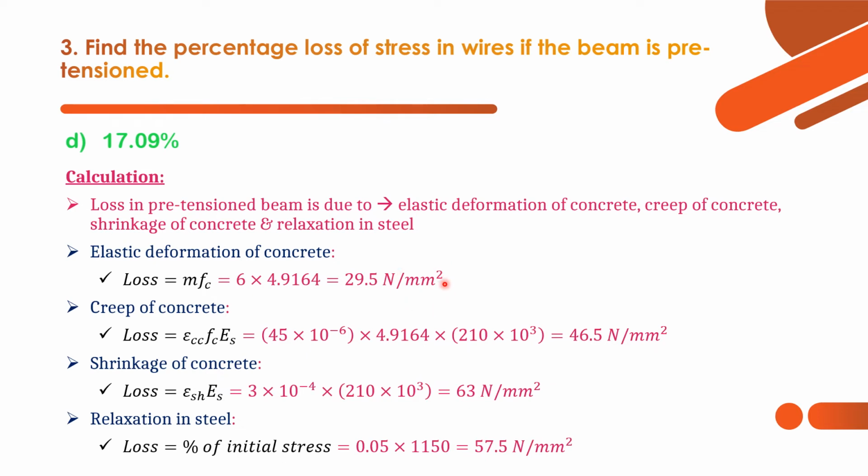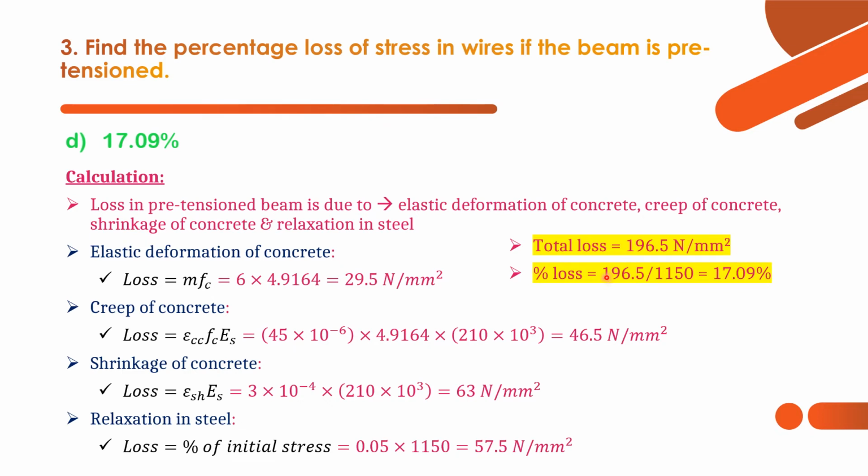So we got all the four values in case of pre-tensioning. Four losses: 29.5 and 46.5 and 63 and 57.5. So adding all the four losses together, we get total loss value as 196.5 Newton per mm square. And what is the percentage loss? Total loss divided by the initial pre-stress, that is 1150. So this is the percentage loss, 17.09% in case of pre-tensioning.